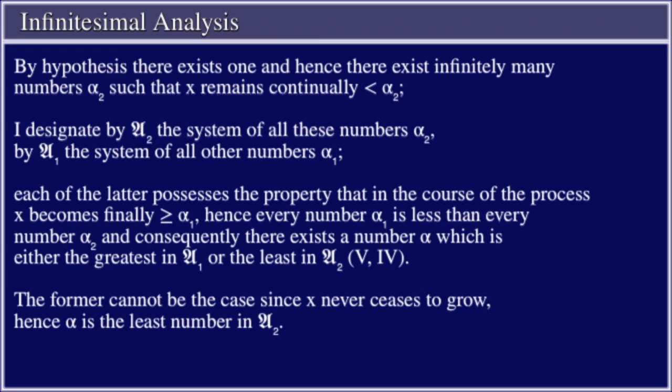Each of the latter possess the property that in the course of the process, x becomes finally greater than or equal to alpha sub 1. Hence, every number, alpha sub 1, is less than every number, alpha sub 2. And consequently, there exists a number alpha which is either the greatest in alpha 1 or the least in alpha 2, section 5, 4. The former cannot be the case, since x never ceases to grow. Hence, alpha is the least number in alpha 2.